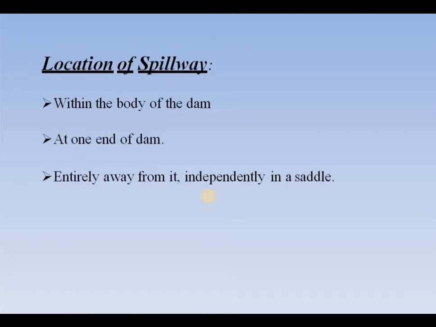Location of the spillway. So what should be the location of the spillway? The location of the spillway is a very important point. It should be within the body of the dam, at one end of the dam, or entirely away from it, independently located. So there are three locations for the spillway: either within the body of your dam, at the end of the dam, or the spillway is built separately.